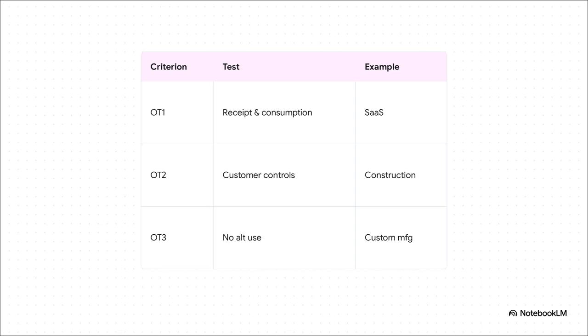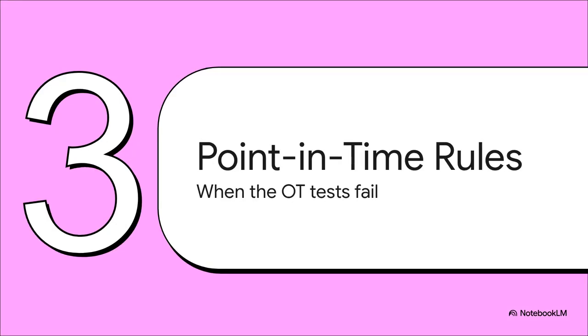And finally, we have OT3, no alternative use plus a right to payment. You see this a lot in custom manufacturing. Say you're building a highly specialized, unique asset for a specific buyer. You can't just turn around and sell it to someone else. Plus, your contract legally guarantees you'll get paid for the work you've done to date if they cancel. That's OT3. But what if you run your contract through those 3 tests and none of them apply? Well, we naturally fall into the point-in-time bucket.